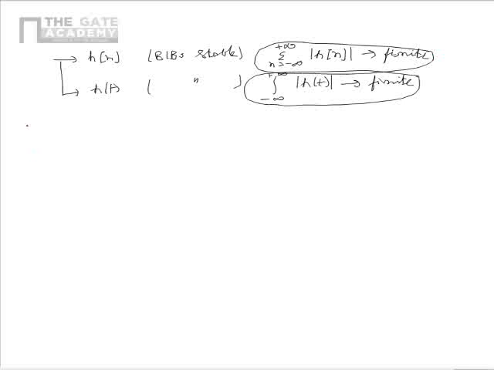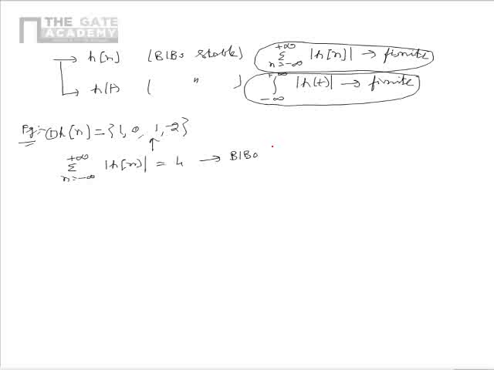So these are the conditions that should be satisfied for a continuous time or discrete time system to be stable in BIBO sense. Now let us consider some examples. The first impulse response of a discrete time system is given as h of n is equal to 1, 0, 1, minus 2, where the value of 1 corresponds to n is equal to 0. Here, for checking the BIBO stability, we have to find sigma n equal to minus infinity to plus infinity mod of h of n. So this is equal to 4.